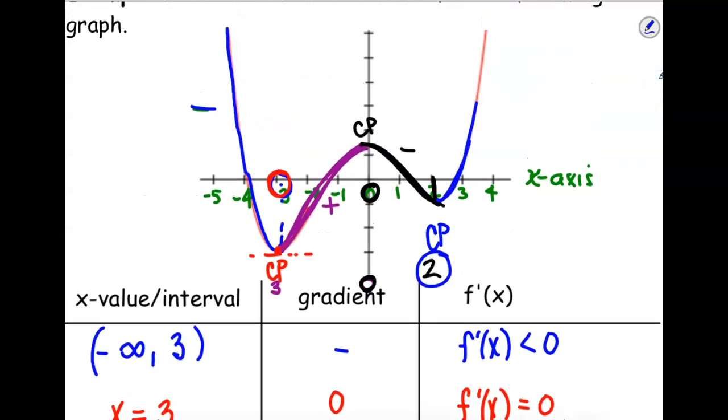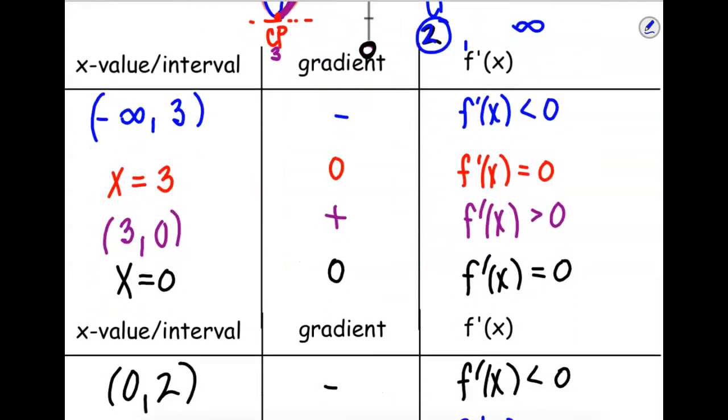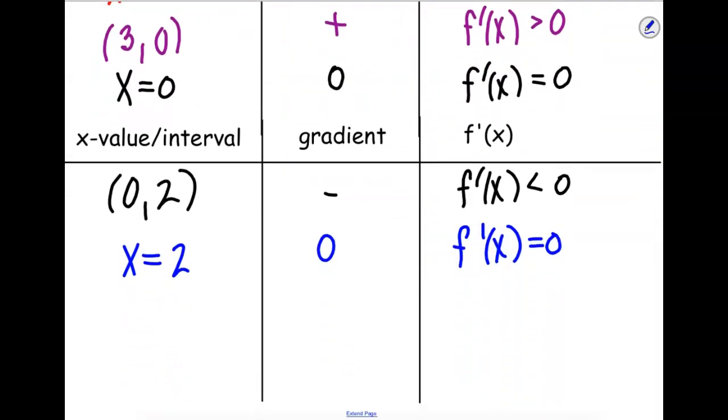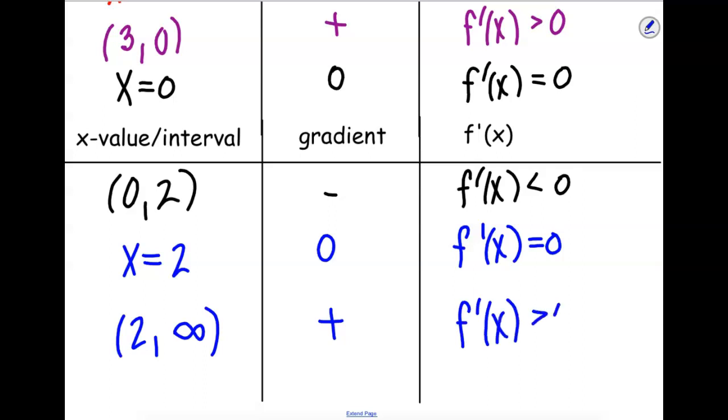Now we're increasing. Slope is positive. What is that interval? It starts at 2, and then it's going to stop at infinity. So to write that interval, it starts at 2 at that critical point, and then stops at positive infinity. What is that slope? Positive gradient. And when we evaluate it, we're going to get a number greater than 0.